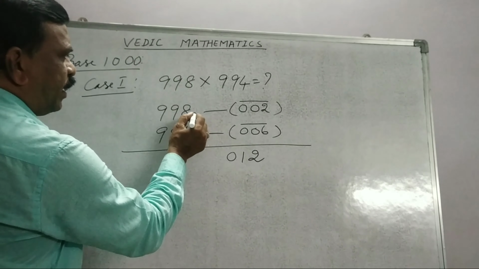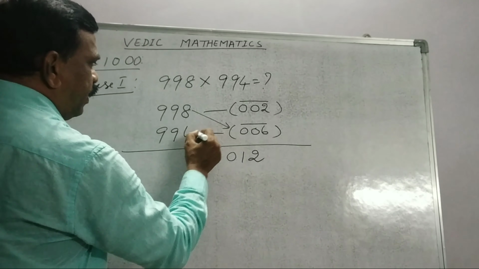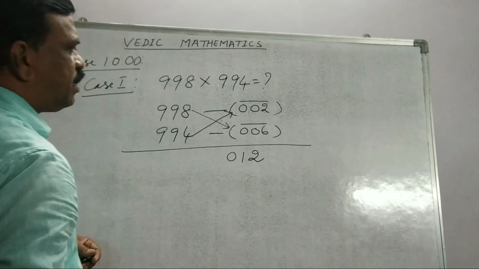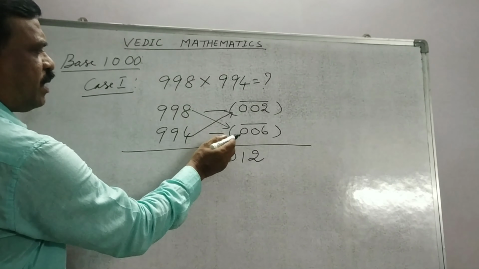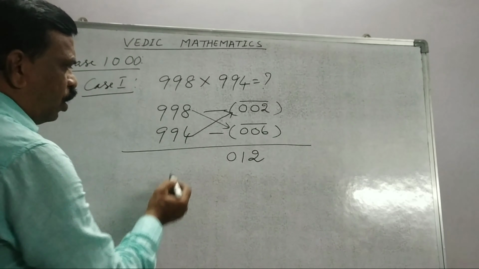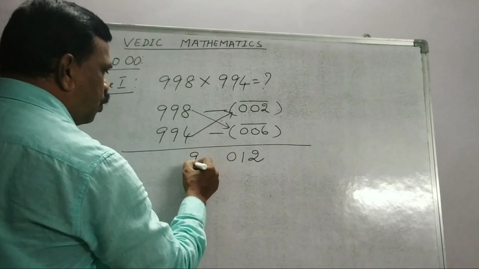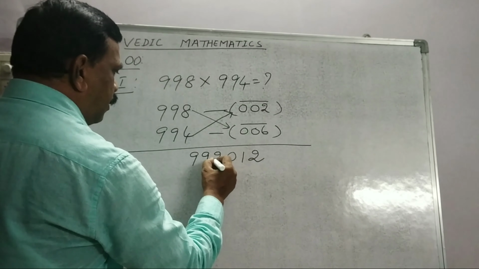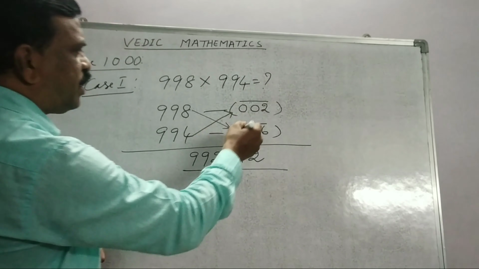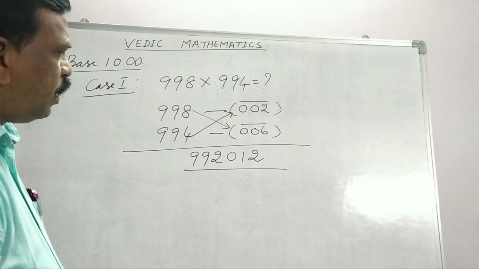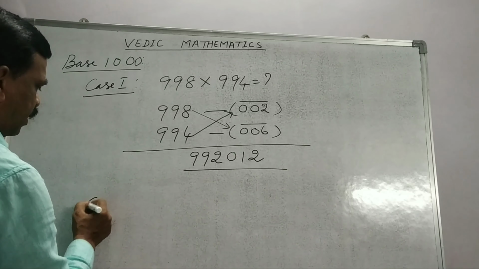And then to get the left hand side answer, diagonally we subtract the numbers. 998 minus 6, 992, or 994 minus 2, 992. So this is our answer. This is the first case. Now let us go through the second case.